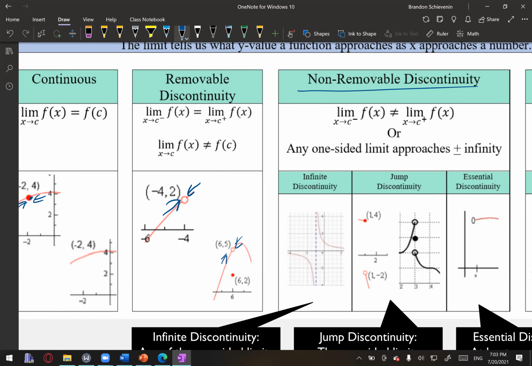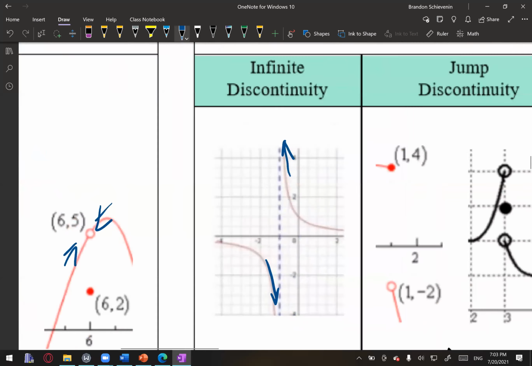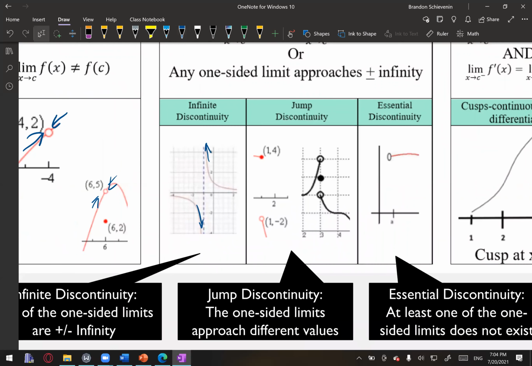An infinite discontinuity is when one of our one-sided limits approaches plus or minus infinity, like this. So here, as we get really close to x equals -1, from the left, I'm approaching negative infinity. From the right, I'm approaching positive infinity. For a jump discontinuity, this would be whenever any of the one-sided limits are approaching different values. So both one-sided limits exist, but are different. So in this case, from the left, I'm approaching a y value of 4, but from the right, I'm approaching a y value of 2.